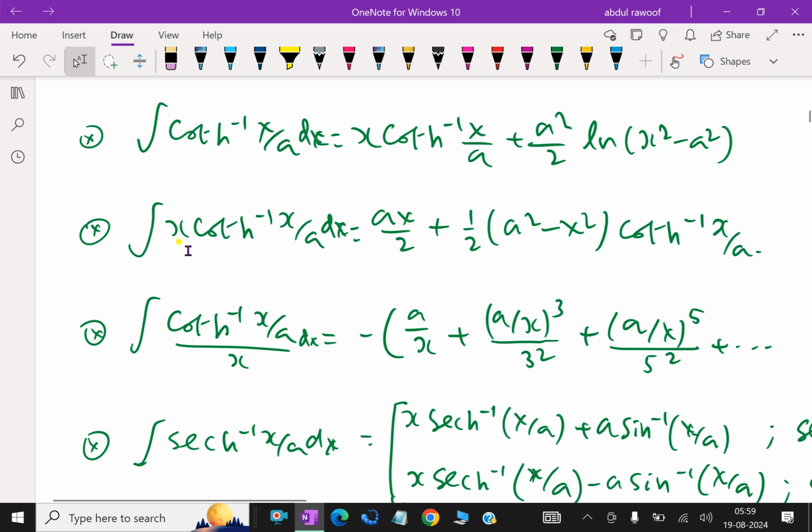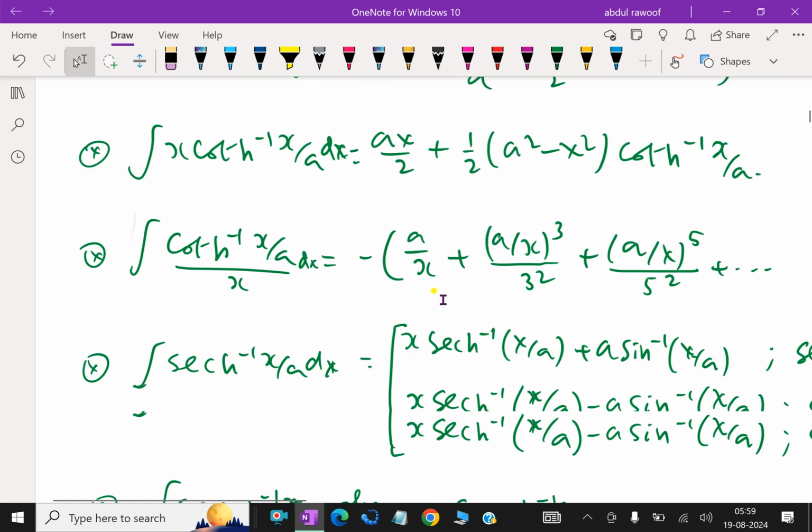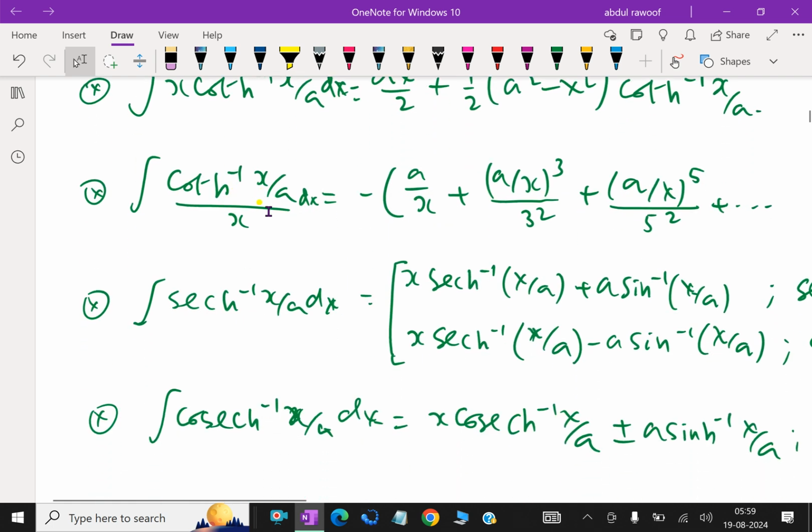Next one, integral x coth inverse (x/a) dx equals ax/2 plus half into (a² minus x²) coth inverse (x/a). Next is integral coth inverse (x/a) over x dx equals minus of half [a/x plus (a/x)³ over 3² plus (a/x)⁵ over 5², and so on], continue the terms.